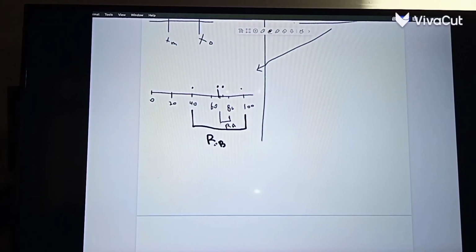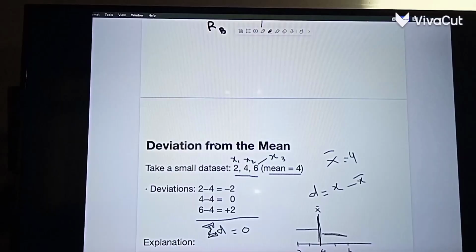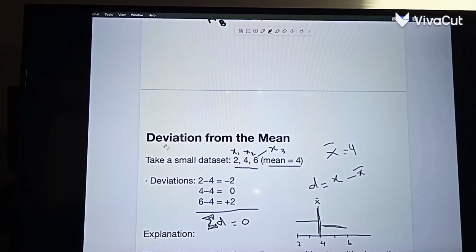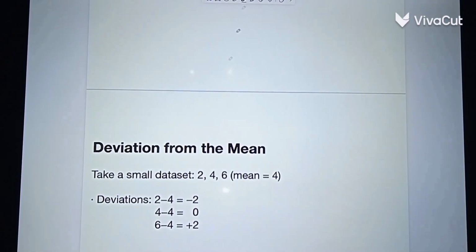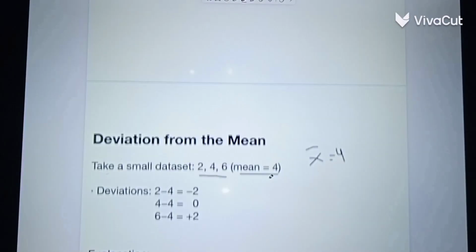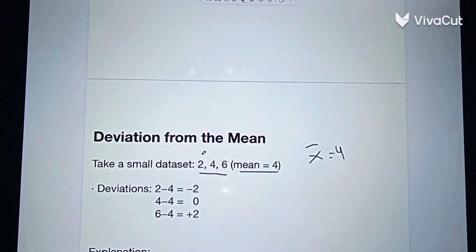So to overcome this, we need to introduce the idea of deviation from the mean. A small data set is taken, that is 2, 4 and 6, and when you calculate its mean, it is 4, that is x bar for this data is 4. Now take the deviation. Deviation is the difference between each value and the mean.